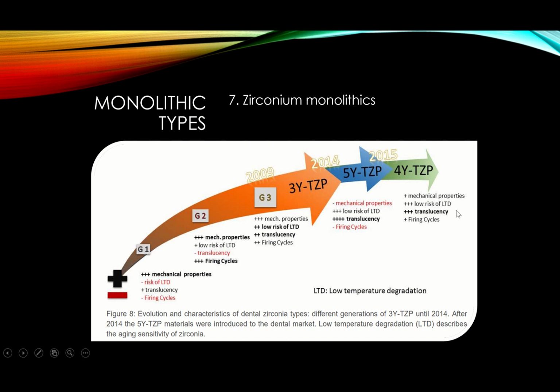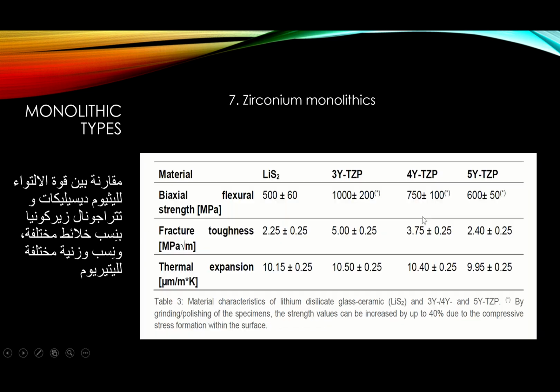If you really want to go with monolithic, you can use 4 deuterium tetragonal zirconia. Translucency is acceptable, 3 pluses. Low risk of LTD, it's acceptable, 3 pluses. And then mechanical properties is 1 plus. It's not very strong, but I will show you what they exactly mean by that in this chart.